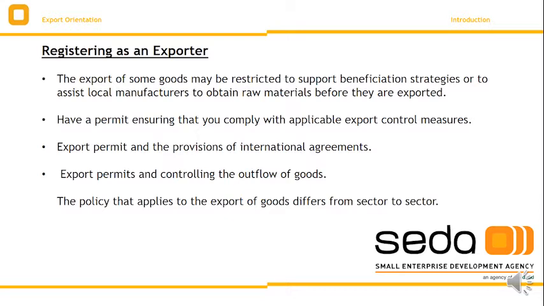So this is to make sure that all requirements when it comes to international laws, regulations and standards, as well as the country where the goods are manufactured, are adhered to. Then export permits also assist to control the outflow of goods so that scarce resources, or the resources that we do not have much of, are not exported without having a control measure or regulating those goods. The policy that applies to the export of goods will differ from sector to sector, and you have to ensure that you comply with the requirements of the respective sector.